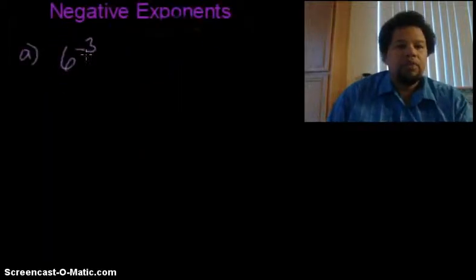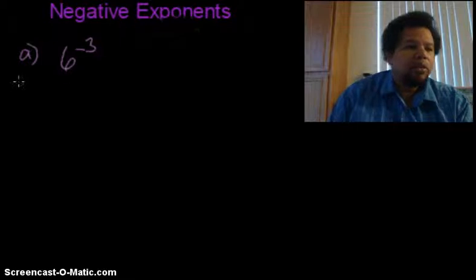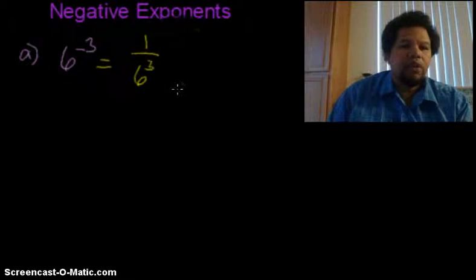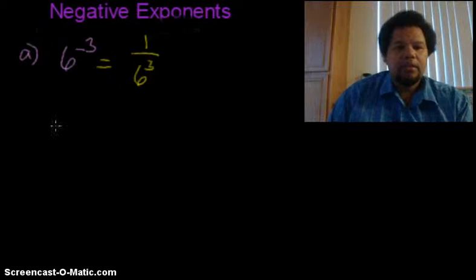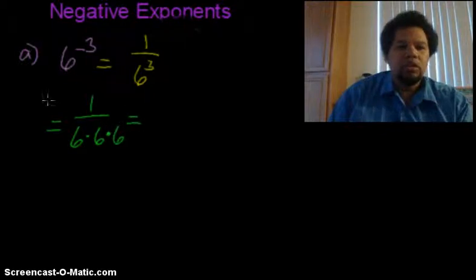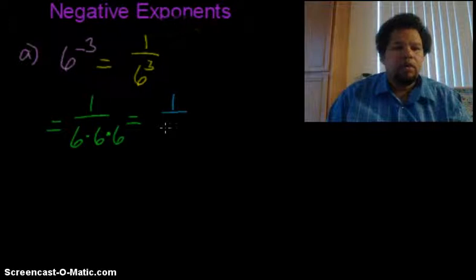Okay, so say we have this example. We have 6 to the negative 3. So let's go ahead and apply that rule. We have a number raised to a negative exponent. So what does that mean? That means this equals 1 over 6 to the positive 3. And we can evaluate that as 1 over 6 times 6 times 6 and do our multiplication. And our multiplication gets us 1 over 216.